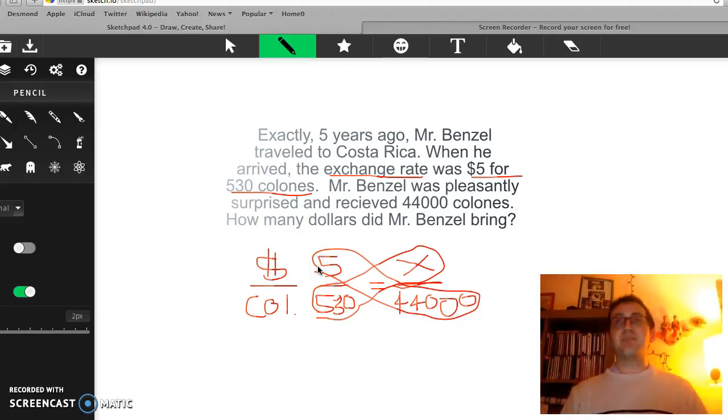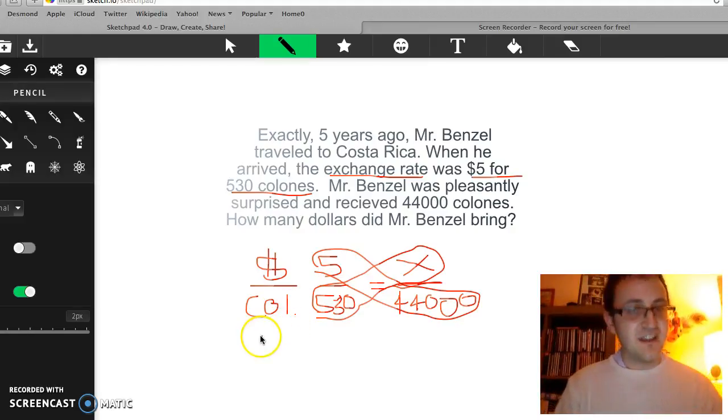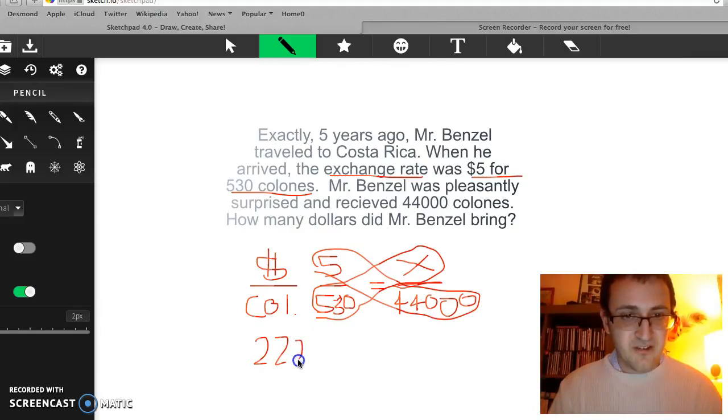Cross multiplying makes life nice and easy. So if you're good at that, you're pretty set for these word problems. And let's see, I took my calculator out. 44,000 times 5 is 220,000. So here's 220,000, and that equals 530x.